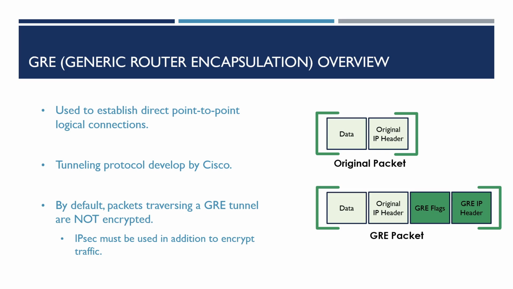So as we've mentioned already, GRE tunnels are used to create a simple point-to-point connection between two network nodes. In addition to this, GRE is a tunneling protocol that was developed by Cisco. Before we continue, it's worth noting that by default, traffic traversing through a GRE tunnel is not encrypted. If we want to encrypt the traffic that's routing through the GRE tunnel, we need to make use of IPsec, which we'll take a look at in the next video.